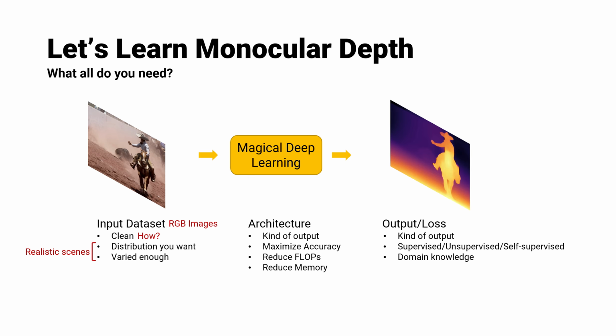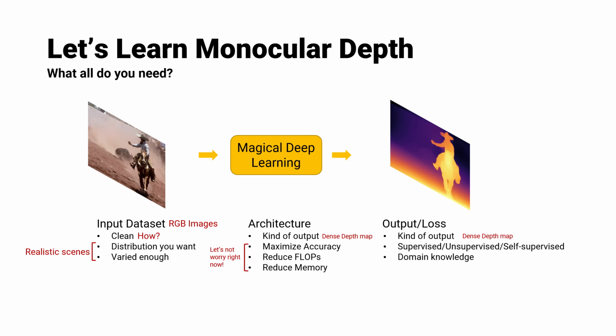For the architecture, we want the output to be a dense depth map, which is a per pixel depth map. So the output resolution of the depth in the spatial dimension is exactly the same as the input RGB image. So for accuracy, flops and memory, let's not worry about that right now. We can always choose a better architecture later to make this happen, but let's start with something simple first.